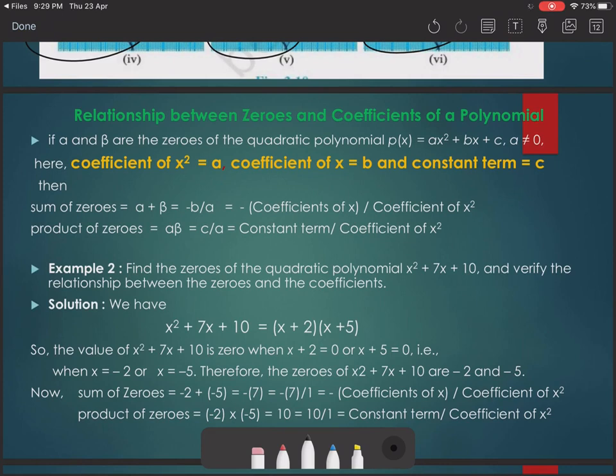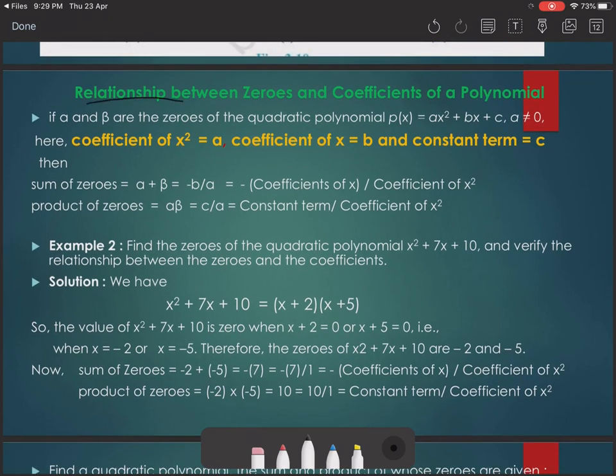Now, the relationship between zeros and the coefficients of a polynomial. First of all, what do we mean by the coefficient of a polynomial? Coefficients are the real numbers which are the multiples of variables, or constants. For example, we have a quadratic polynomial ax square plus bx plus c. Here a is the coefficient of x square, b is the coefficient of x and c is the constant term without x.